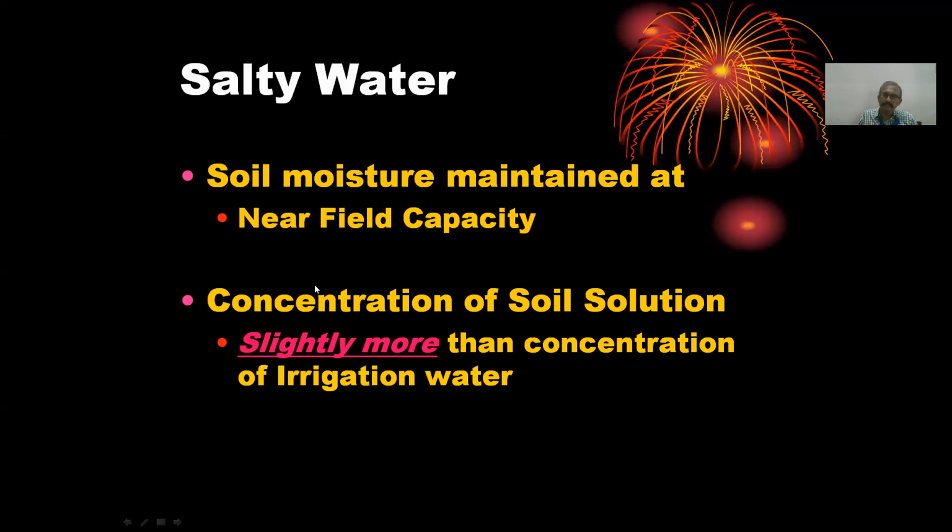The concentration of soil solution with the drip irrigation will be equal to the concentration of irrigation water, or it will be slightly more than the irrigation water.